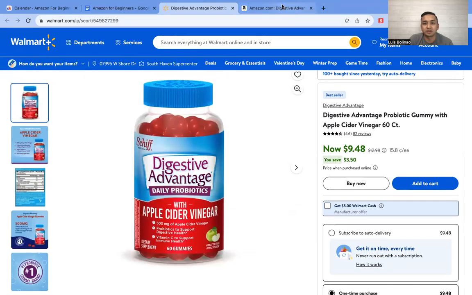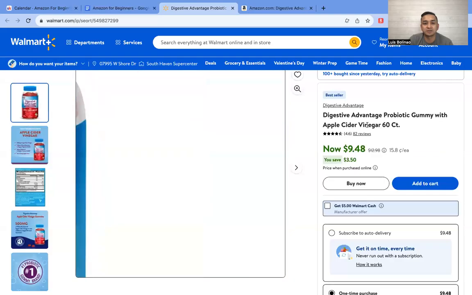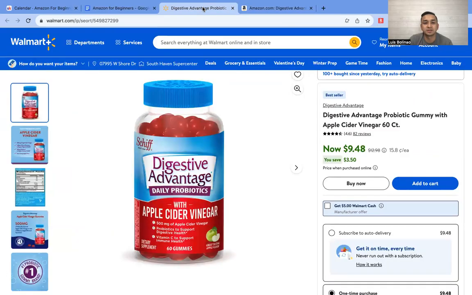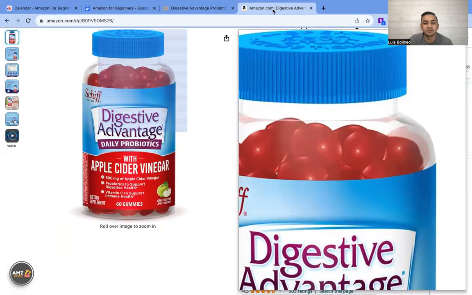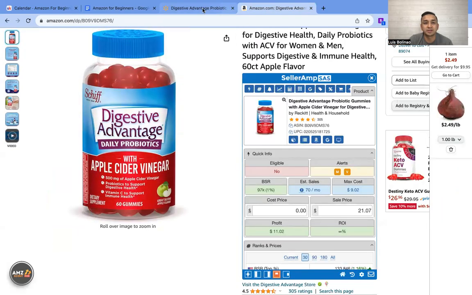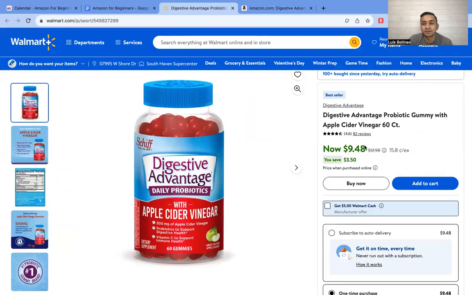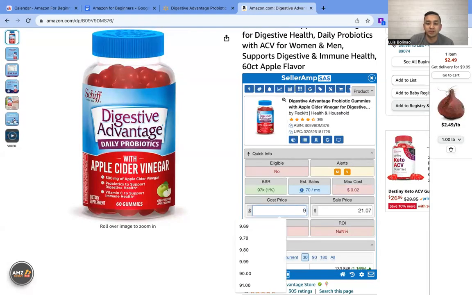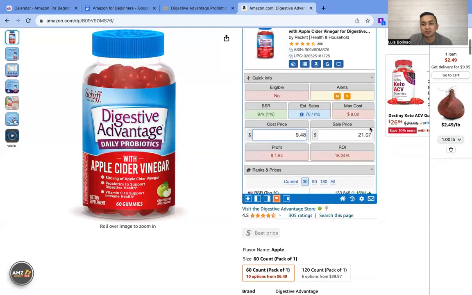So again, look at the products if they match. So apple cider vinegar, digestive advantage, probiotics, 60 gummies. Okay, looks the same. $9.48 on Walmart. And on Amazon, it's about 20 bucks. It's giving you a 16% ROI. So it's below 20%, but close enough.